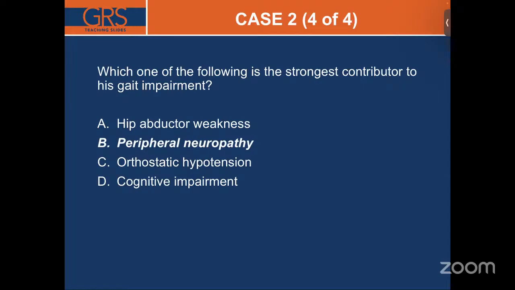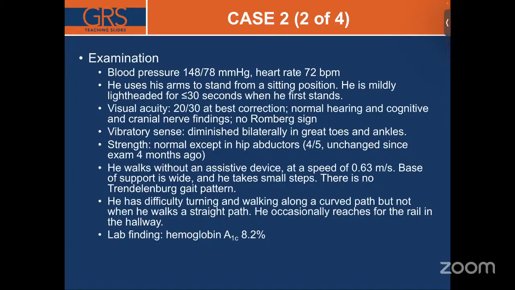So this patient, actually, the correct answer is B. It's peripheral neuropathy. Mostly because of his history of diabetes mellitus, his neuropathy is the likely cause of his gait impairment. His gait is characterized by short steps, slow speed, and difficulty turning. And patients with neuropathy often increase their base of support, and they become more cautious because they have diminished proprioceptive input in the feet.